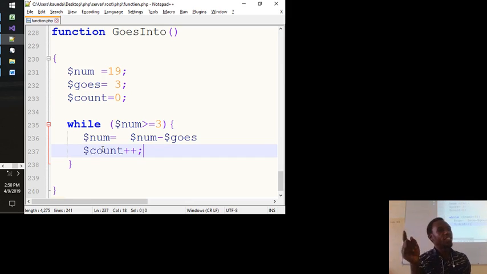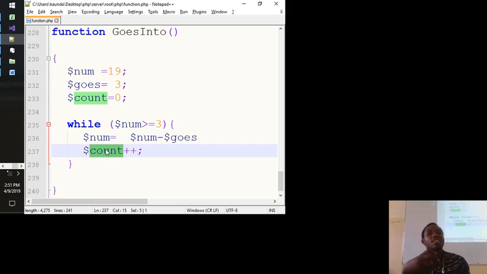We are starting with the 19, and then we will keep subtracting 3 from the 19. Take 3 from the 19. Take 3 from the 19. That's just what we are doing. Anytime we take 3, we increase the counter by 1. So this will keep track of how many times we've been able to deduct 3 from the 19. When we go once, this will be 1. Another deduction will be 2.